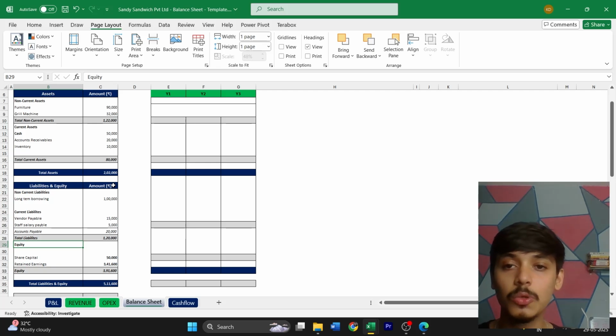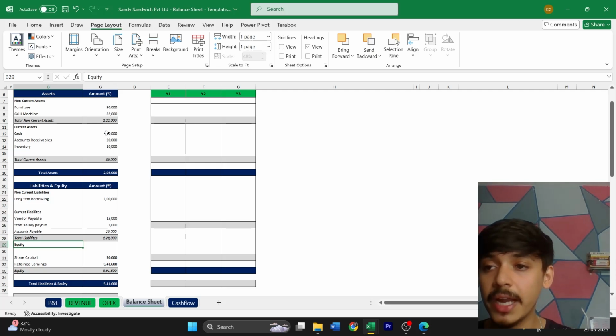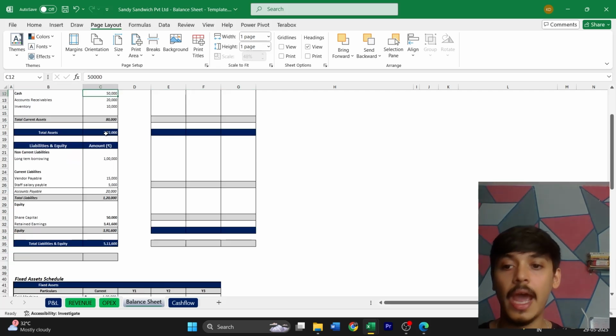For that, you will need to see the next module of cash flow statement, where we will calculate the net cash which we need to take into consideration while adding cash to the balance sheet. And after that we can see that our balance sheet gets tallied.